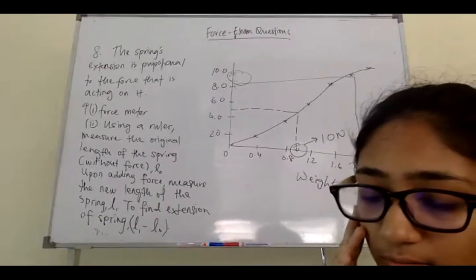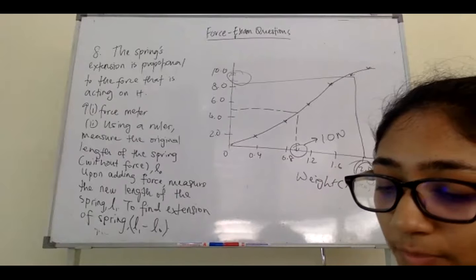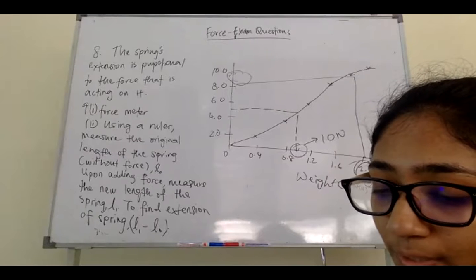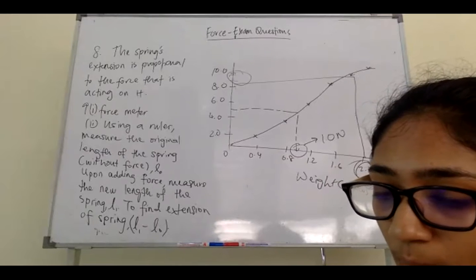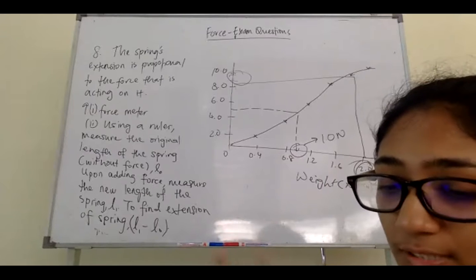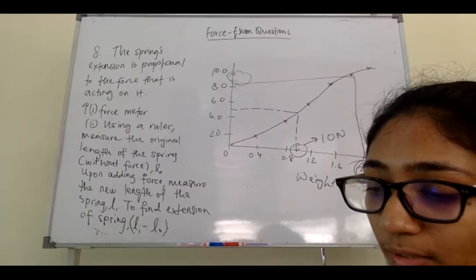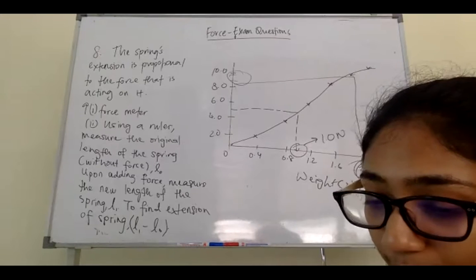Okay, the conclusion. Keep doing your graph, right? I'm just going through the conclusion. From the graph, what is the conclusion that you can make between force and extension? It's the same thing as Hooke's law. Extension is directly proportional to the force that is applied to the spring.